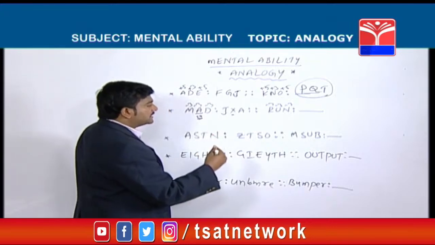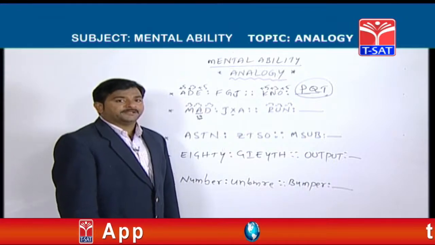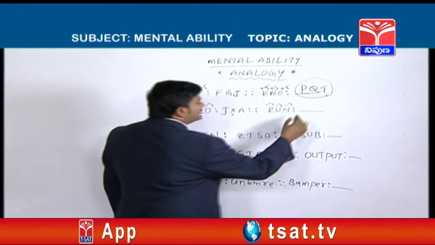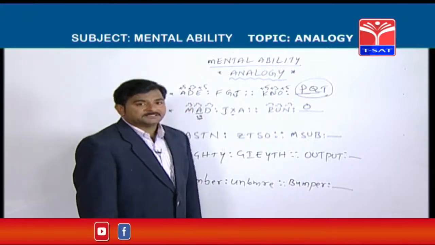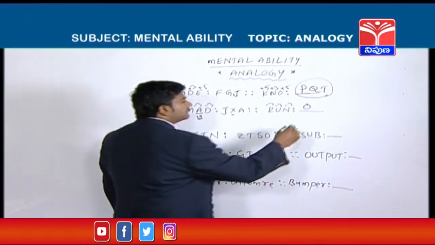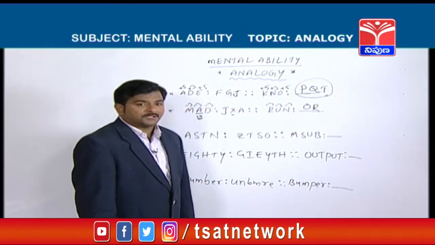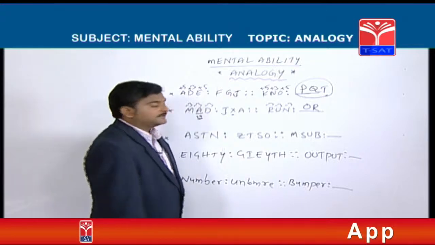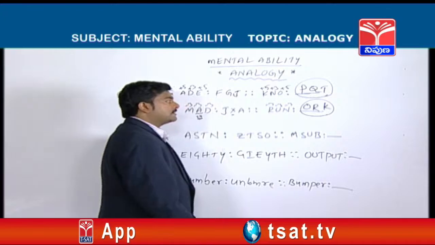Similarly, apply same concept further also. R means 18. 18 minus 3 means 15. 15th one is O. U means 21. 21 minus 3 means 18. 18th one is R. Similarly, N. N means 14. 14 minus 3 means 11. 11th alphabet is K. O, R, K. Hence, that is the answer for that.